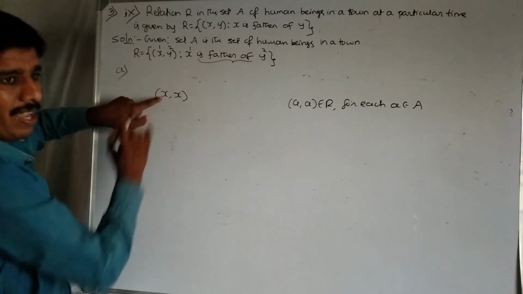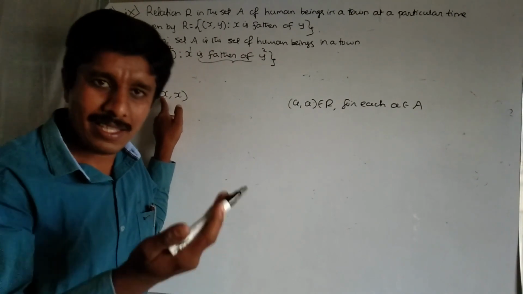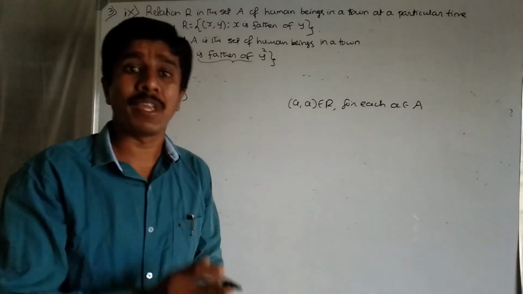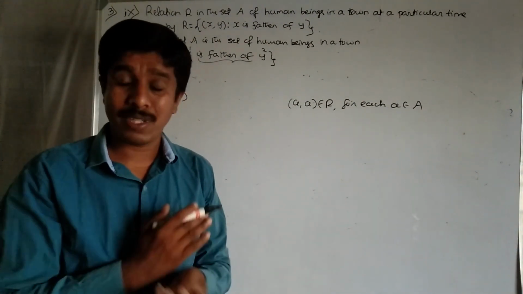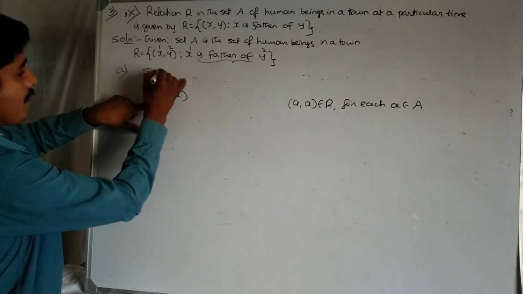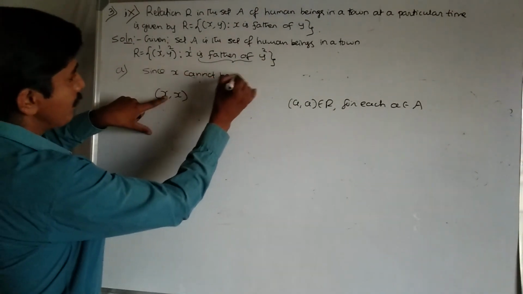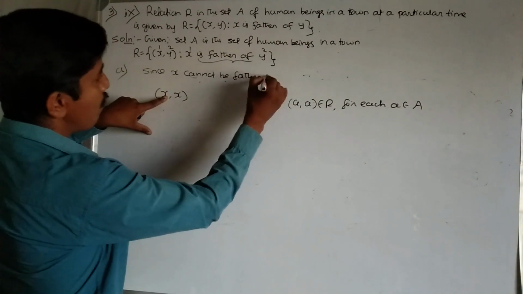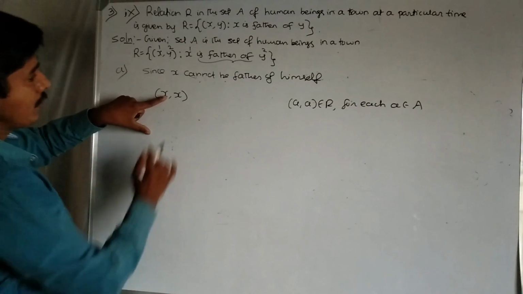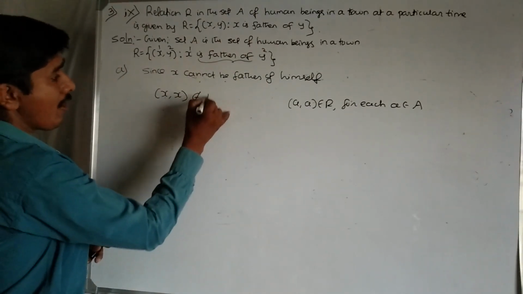X is father of y is the relation. Here, x is father of x. Is it possible? Is every person the father of himself? Is it true? Wrong, it cannot be possible. Every person cannot be the father of himself or the mother of himself. Not possible. Therefore, write like this: since x cannot be father of himself, x comma x doesn't belong to R.